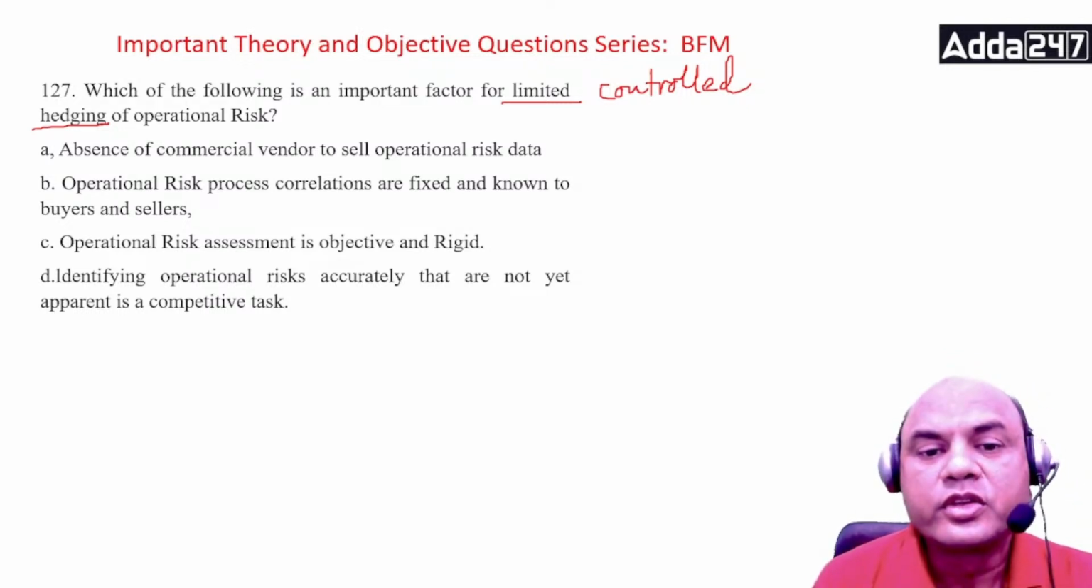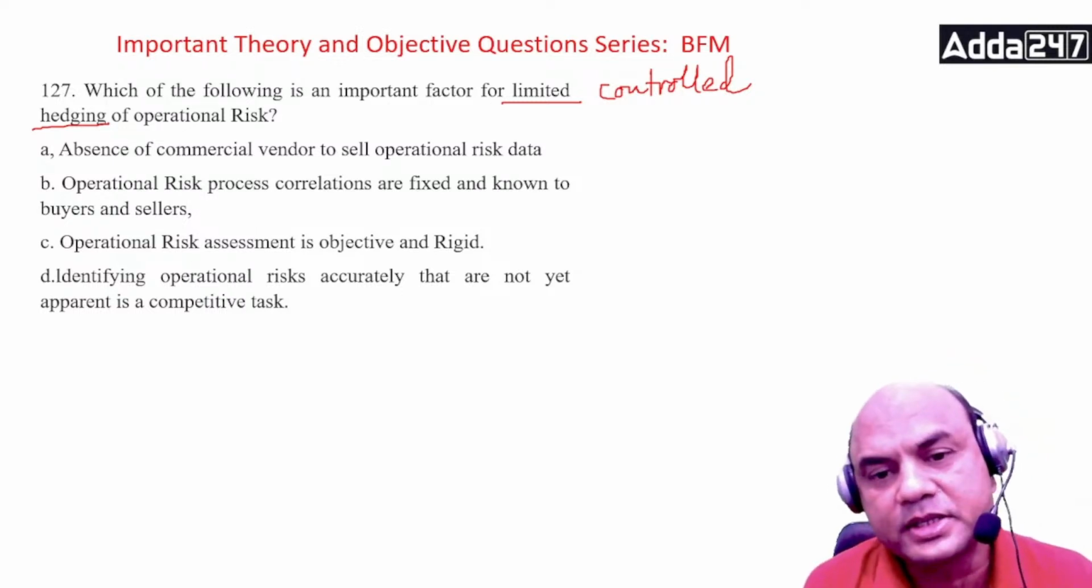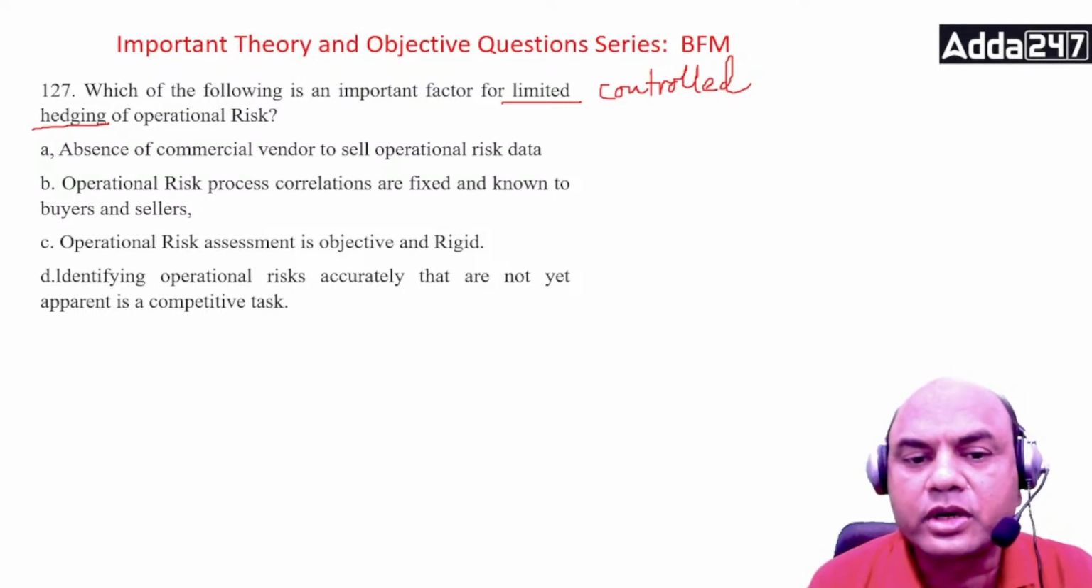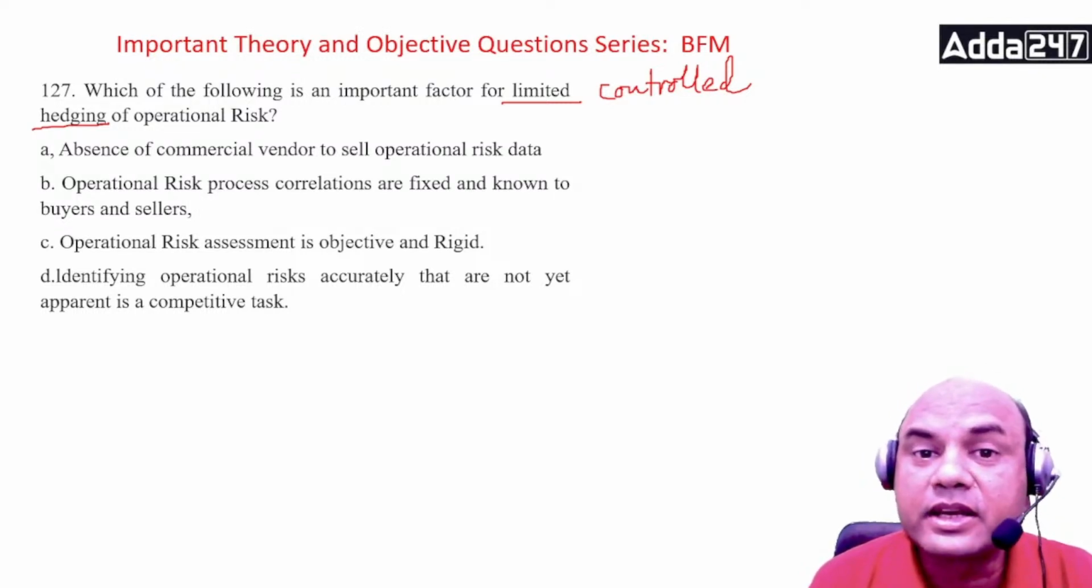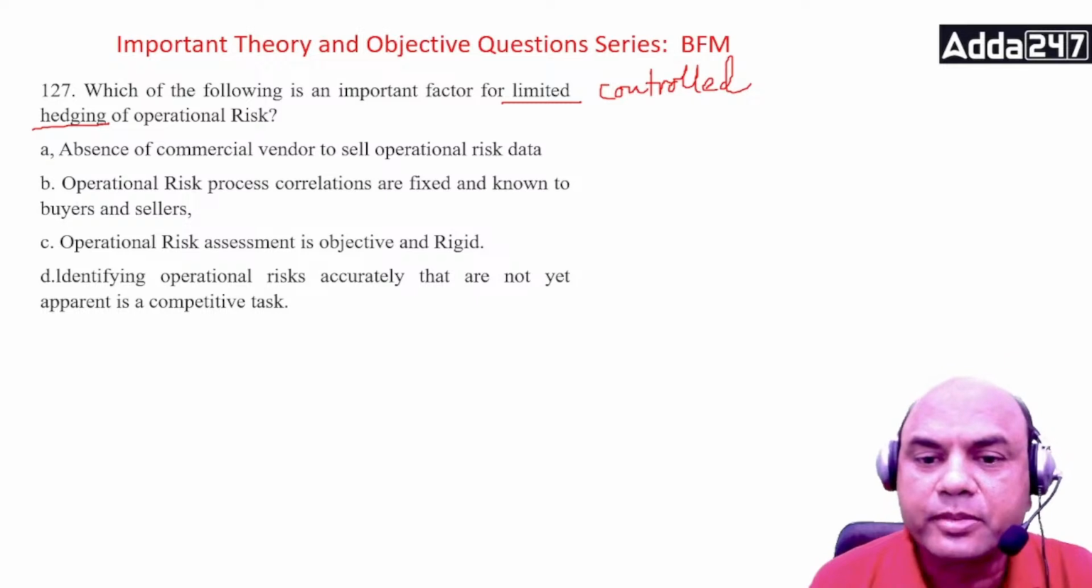So measuring and recognizing of operational risk is subjective. Subjective means each bank does it differently, in part because the possible loss has yet to occur. We are measuring something which can happen in future. That's the proactive approach in banking.